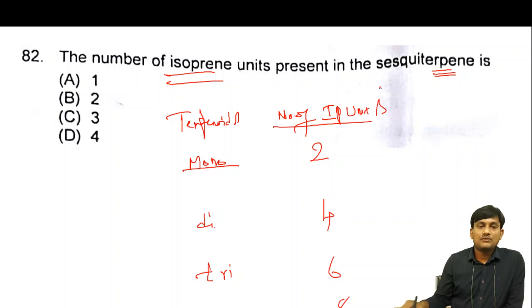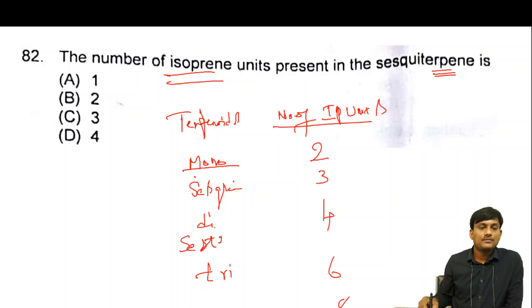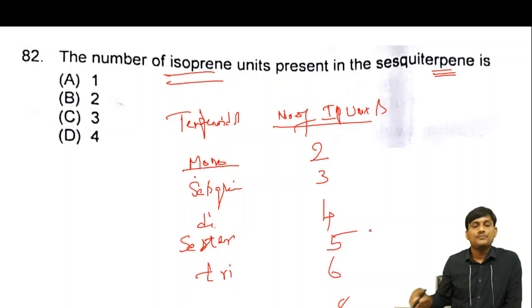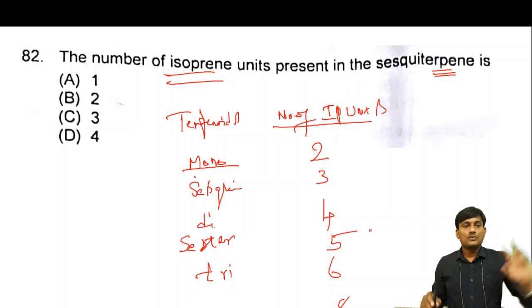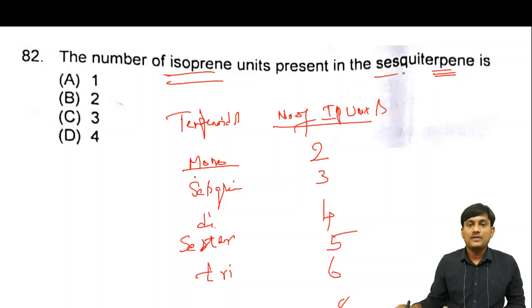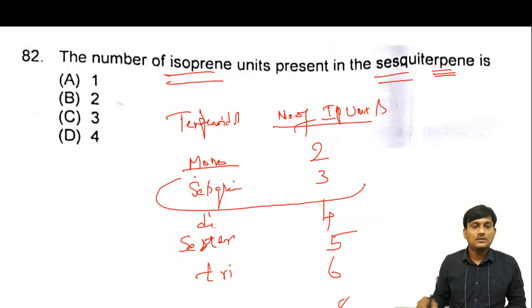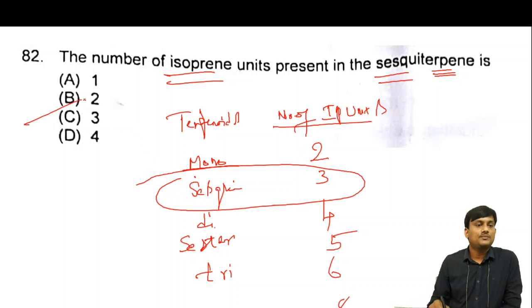And sesqui, if you take, it is in between mono and di. Sesqui has 3. Sester, if you take, it will be 5. So how many units will be there in sesquiterpene? In sesquiterpene, you have 3 units. What is the correct option? C is the correct option.